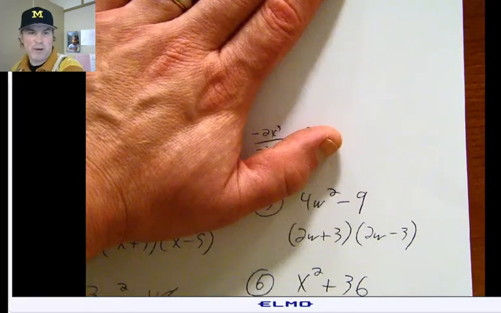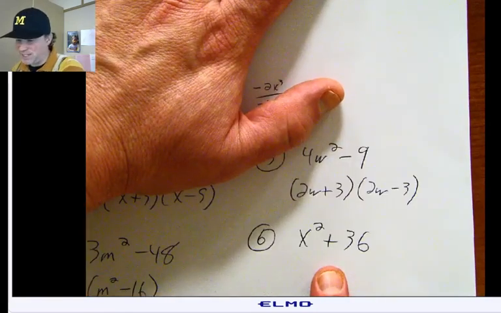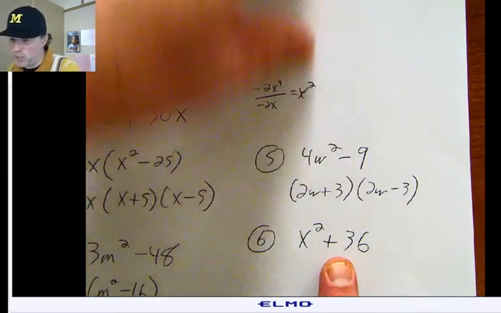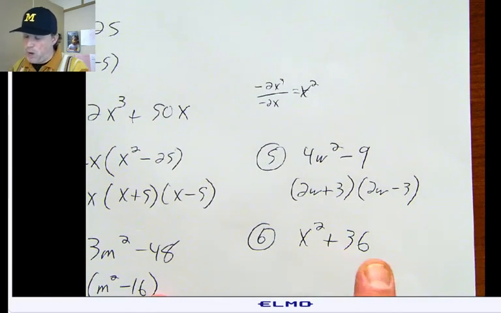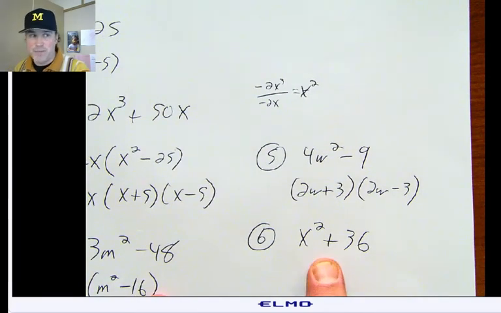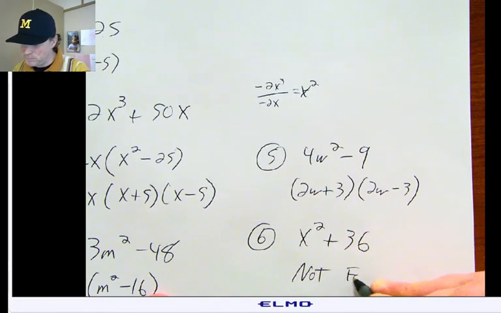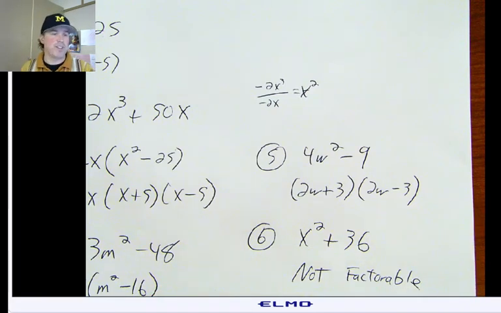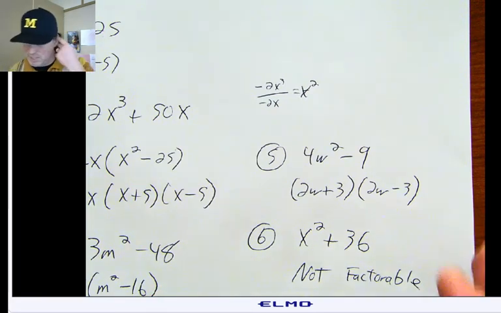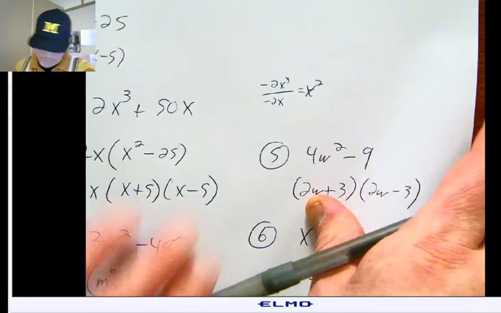This thing down here is missing the 12x to let that x plus 6 quantity squared work, which means it's not a difference of two squares, so we can't do the plus-minus thing. This one is not factorable. There are no common factors, and it's not a difference of two squares, so this one would simply be not factorable.